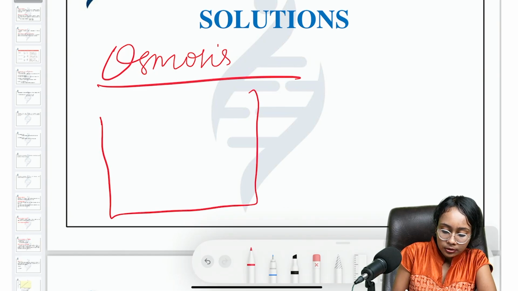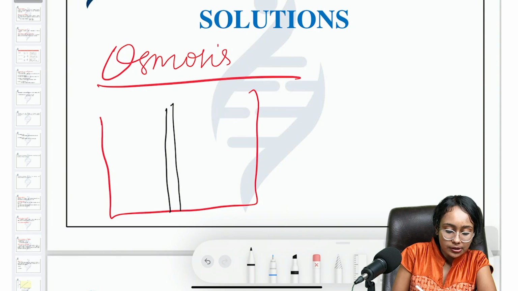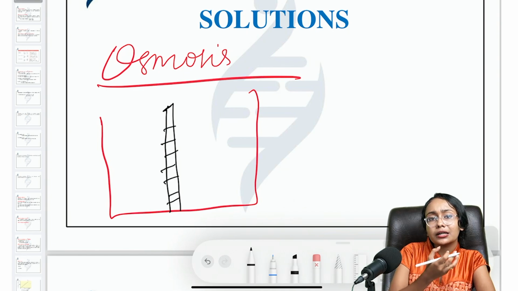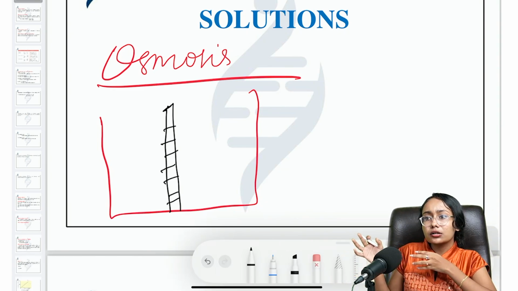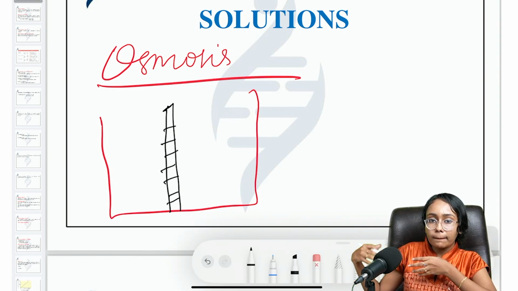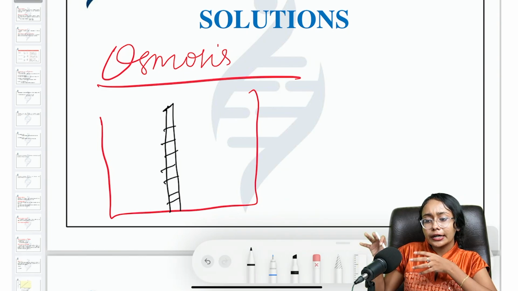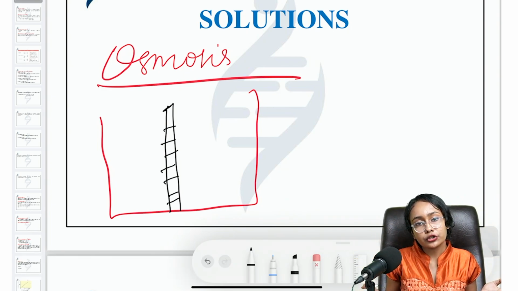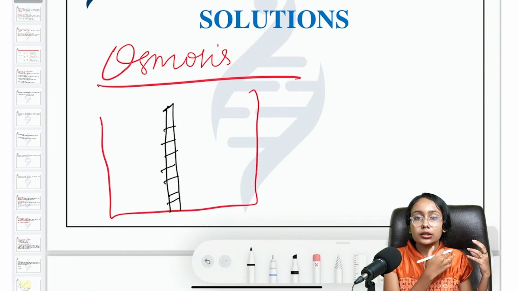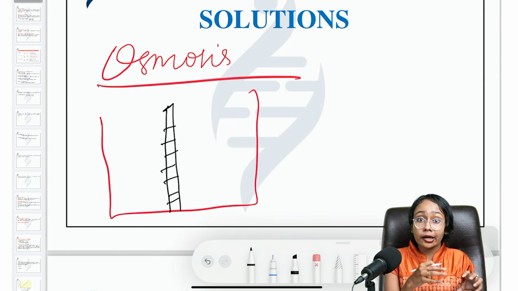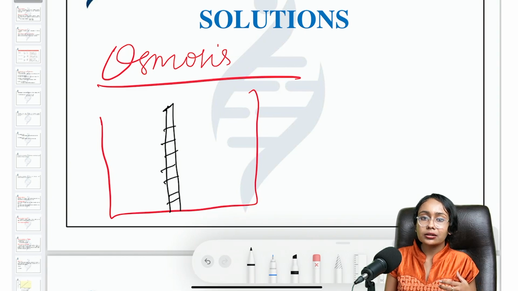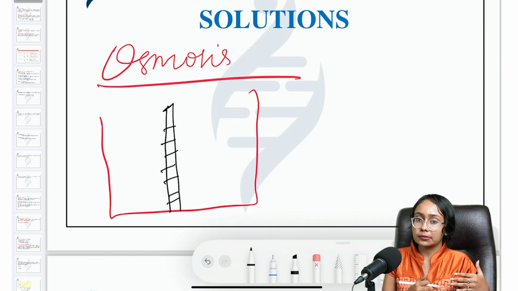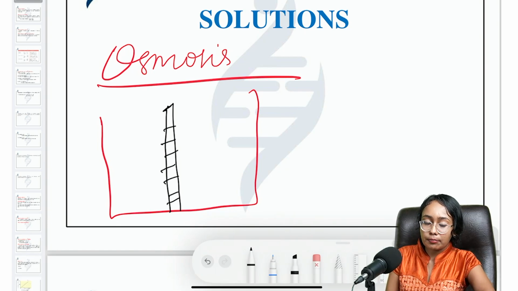Consider a container here. I'm separating the container using a semi-permeable membrane. A semi-permeable membrane allows some selective particles to go through it. It's actually working as a gate. The function of a gate is that it stops some people from entering a particular area, and it allows some people to enter. In the same way, the semi-permeable membrane used here allows some particles to go through it but blocks other particles. Such a membrane is called a semi-permeable membrane.